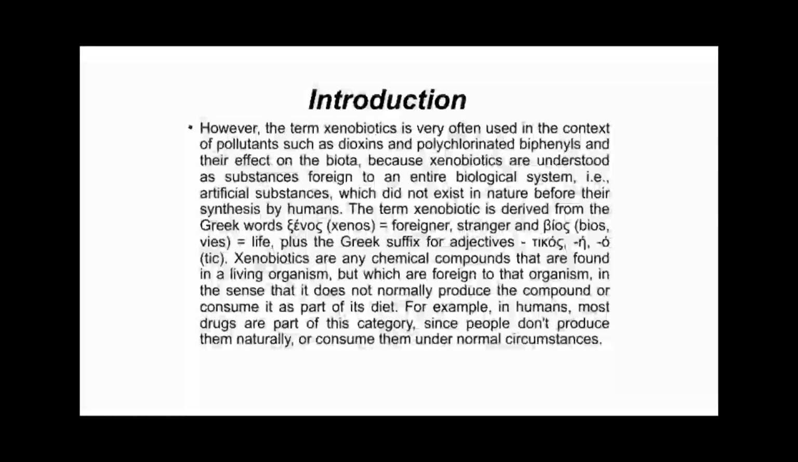The word itself comes from Greek roots, xi epsilon u omicron sigma, meaning foreigner or stranger, and beta iota omicron sigma, meaning life. The suffix tau iota kappa omicron sigma indicates an adjective form. Xenobiotics are any chemical compounds that appear in a living organism, but are not naturally produced or normally consumed as part of that organism's diet. For example, in humans, most drugs fall into this category since we don't normally produce or consume them naturally.